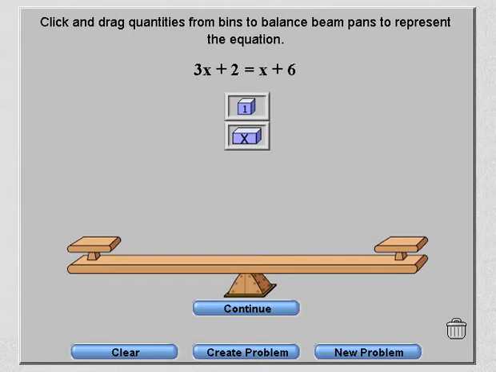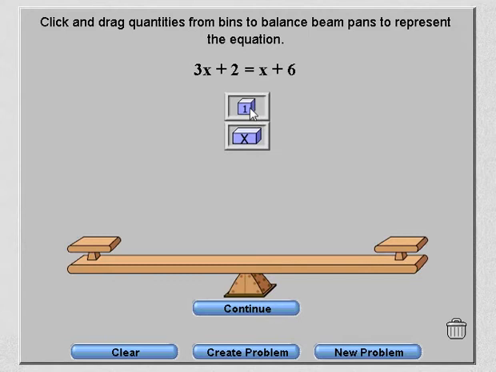Okay, so the first thing that I'm going to show you how to do is to actually go through this problem together. On the left-hand side is 3x plus 2, and on the right-hand side is x plus 6. Now you don't actually have to put the 3x plus 2 on the left and the x plus 6 on the right. You can choose which side, but I will put 3x plus 2 on the left.